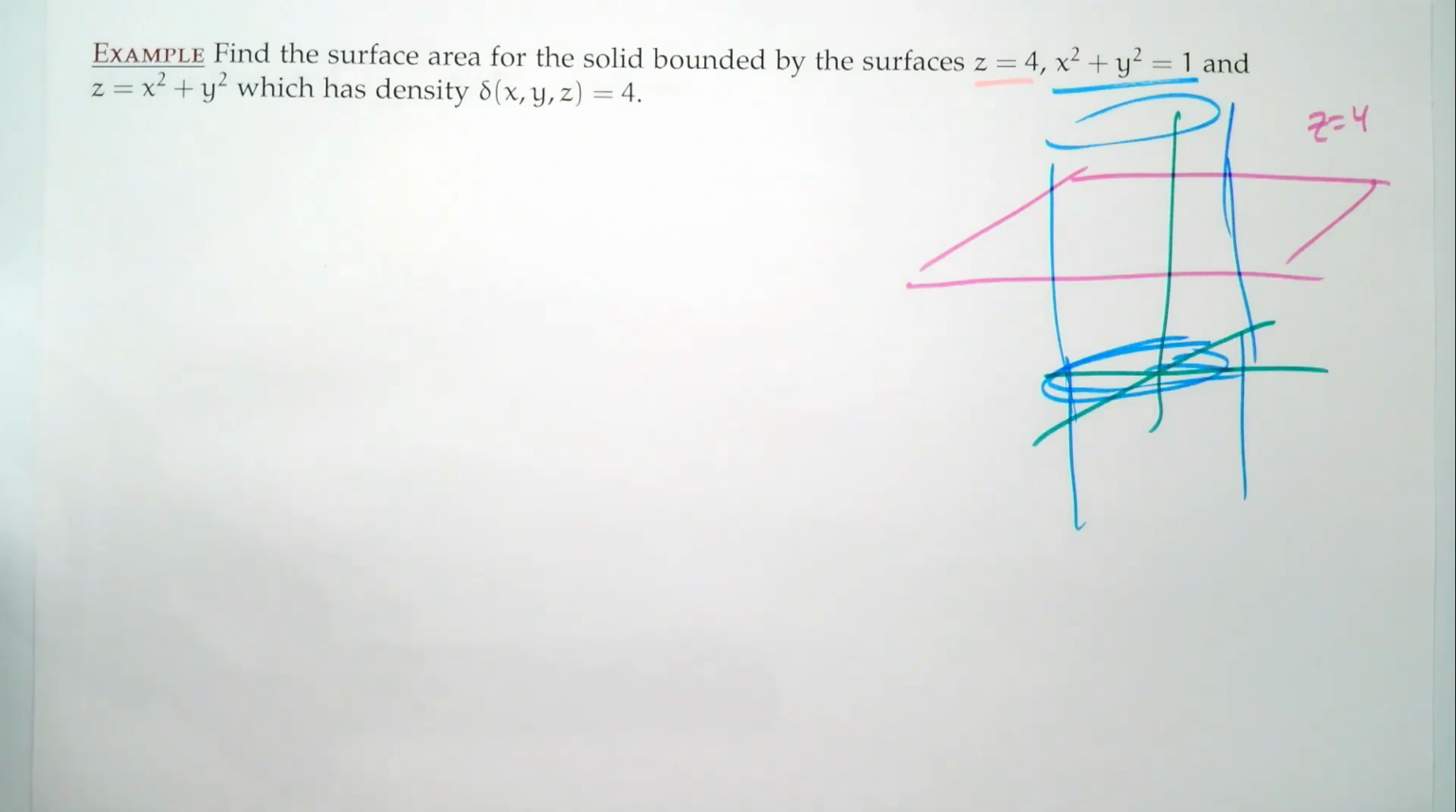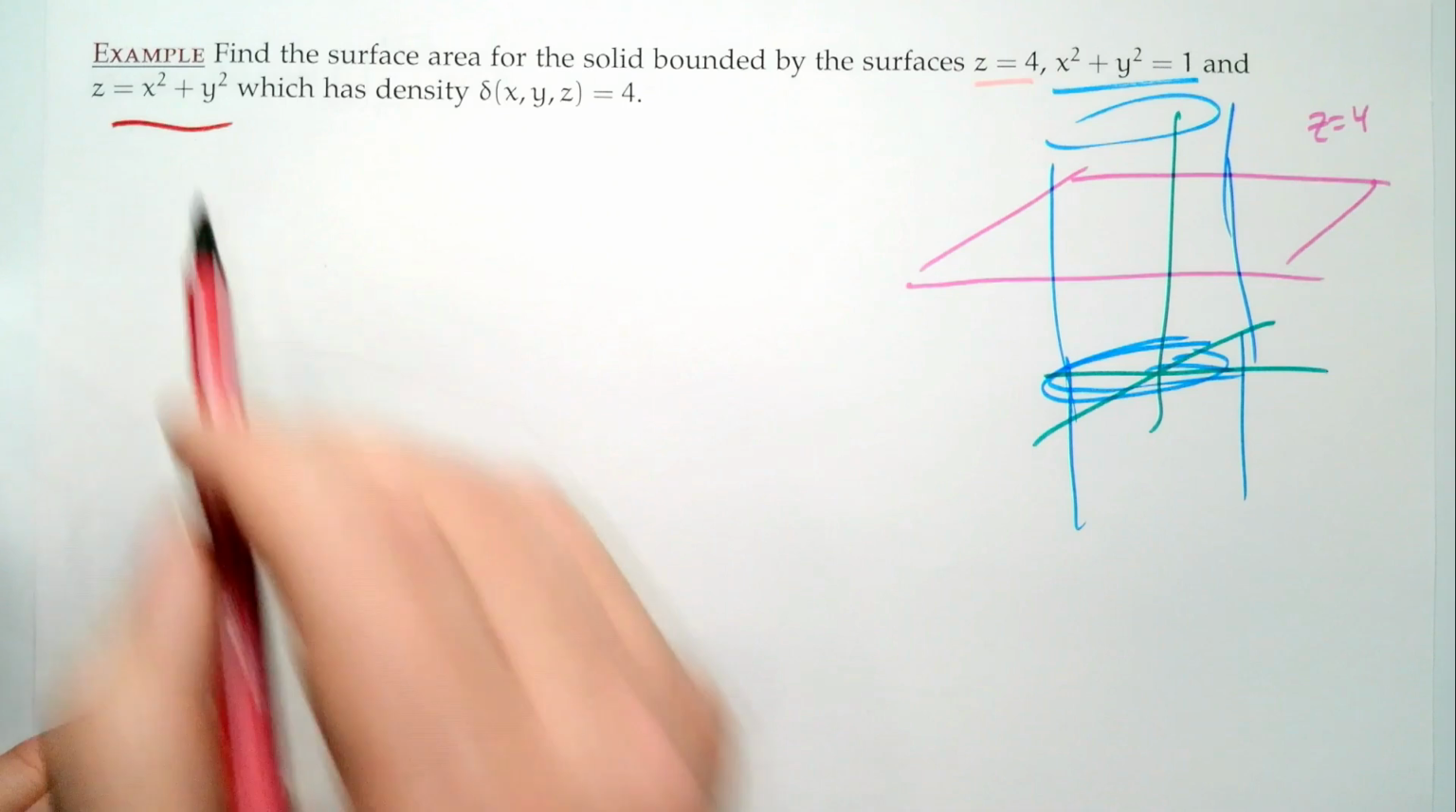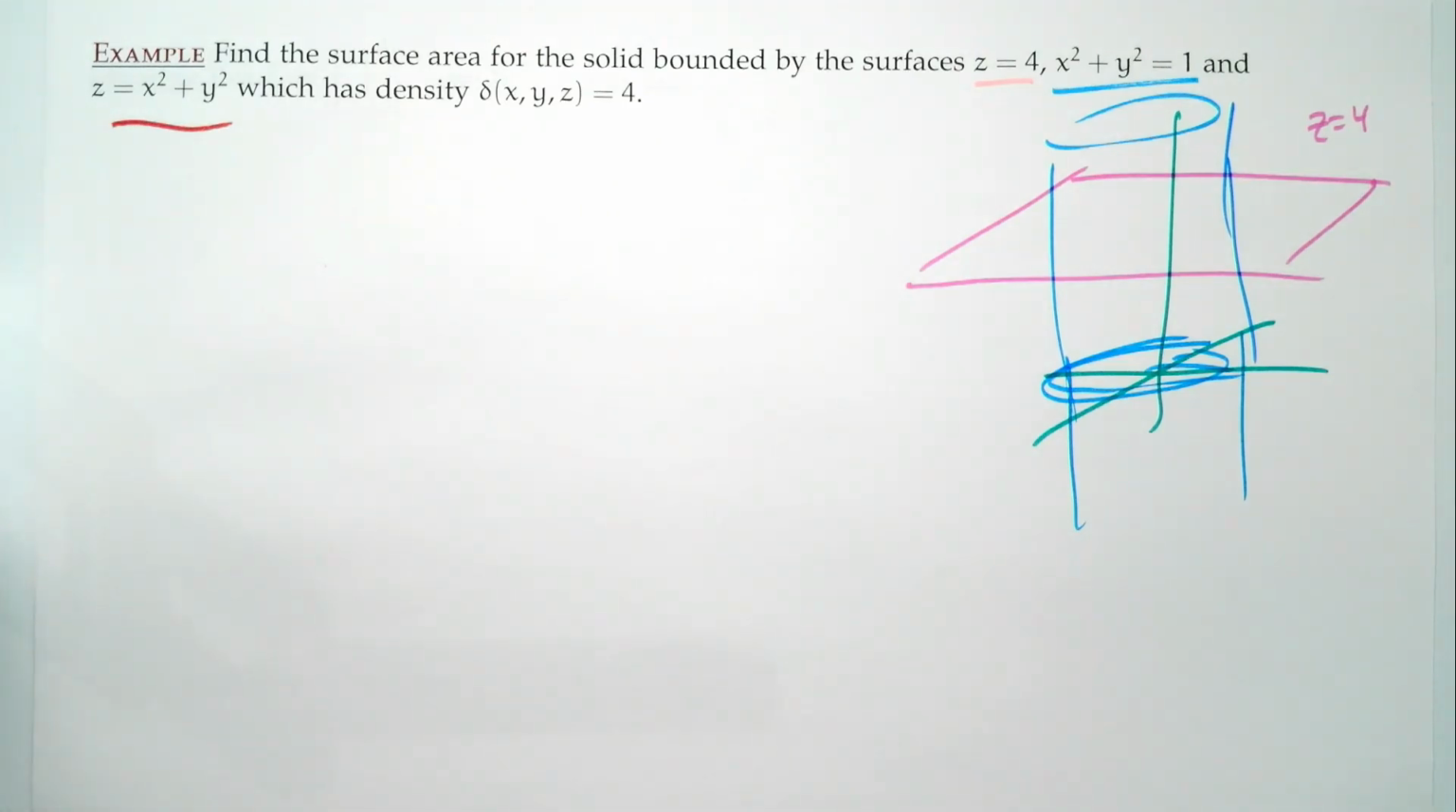And then there's the last surface, z equals x squared plus y squared. What does that look like? That one, you're going to see so often, you should recognize it. It's a bowl. Now, if you want to be fancy and use a fancy word, you can say paraboloid, or if you want to be really fancy, elliptic paraboloid.